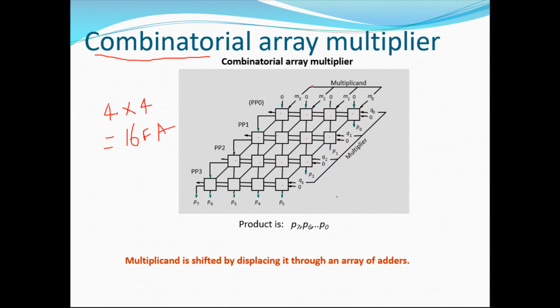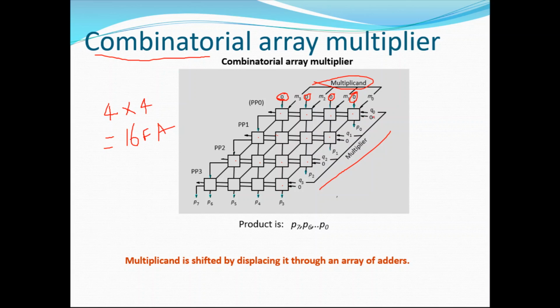You can see this is the multiplicand. Initially the multiplicand is given as input for each of these, and from here the multiplier is fetched. Initially we are assuming the partial product will be 0. These zeros represent the partial product. Initially there is no partial product, so all partial products are 0.